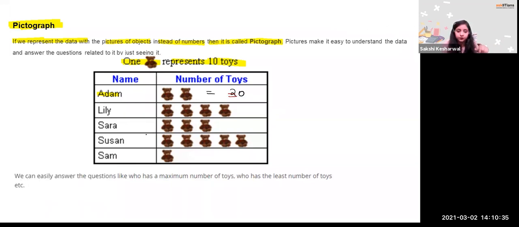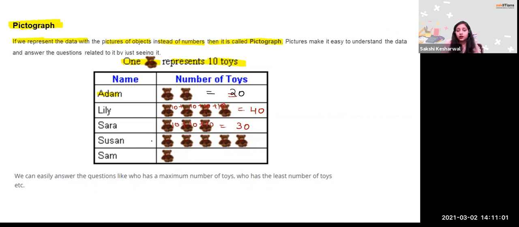Now, Lily will be liking this is 10, this is 10, this is 10, and this is 10. This is 10 plus 10 plus 10 plus 10. So Lily will be liking how many? The number of toys she has is 40, right? So the frequency of Lily, the number of toys that Lily has, is 40, right?